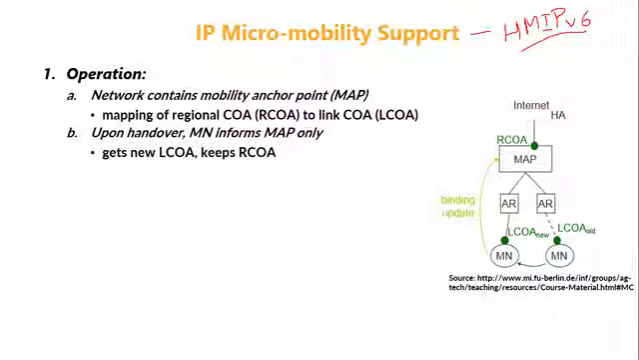The network contains the main network, and any such network will have something called a mobile anchor point. You can see here there is a mobile anchor point, and this mobile anchor point will be associated with an RCOA, which is the regional COA. RCOA stands for regional care of address. This mobile anchor point will have an RCOA that will be responsible for this entire region.